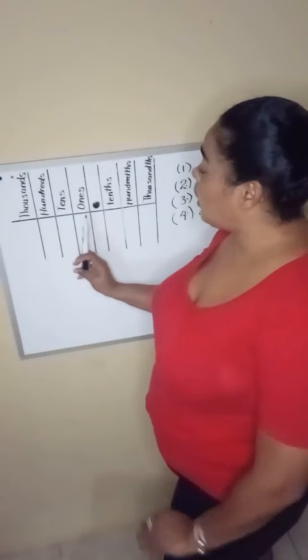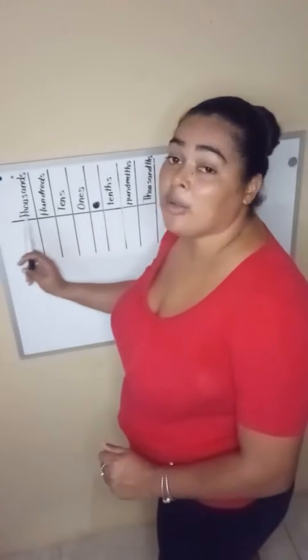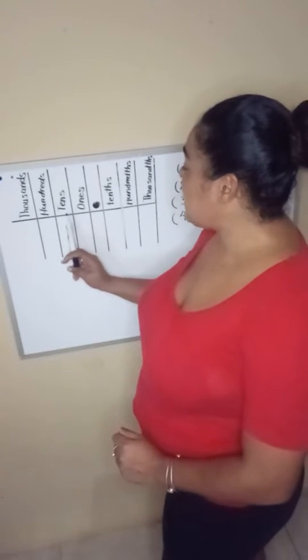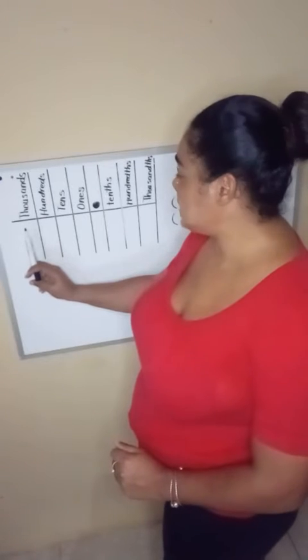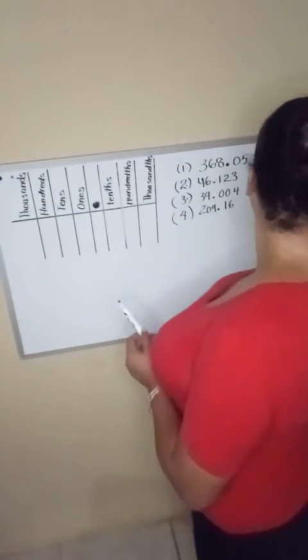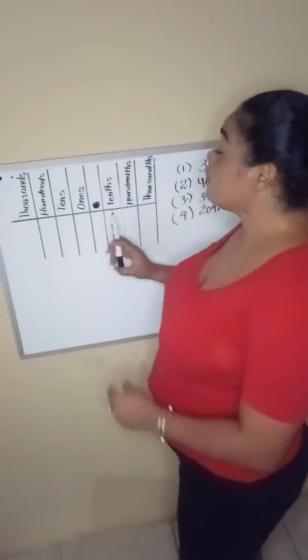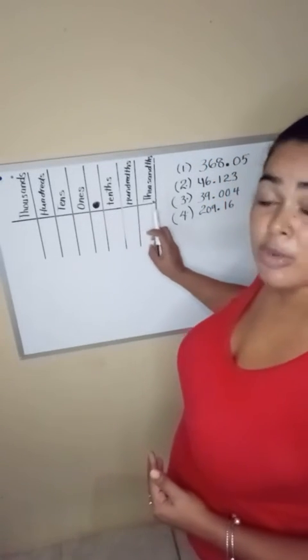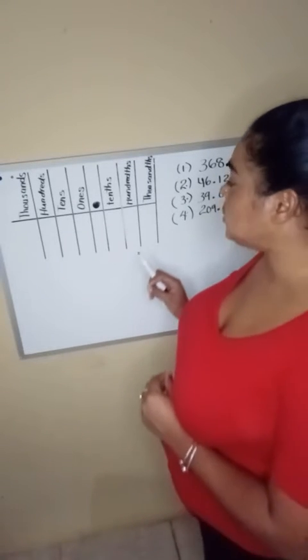To the left of the decimal is where your whole numbers will be written. Your ones, tens, hundreds, and your thousands. To the right of the decimal is where the fractional parts are going to be. These behind the numbers are parts of a whole. Okay? It's not whole numbers.